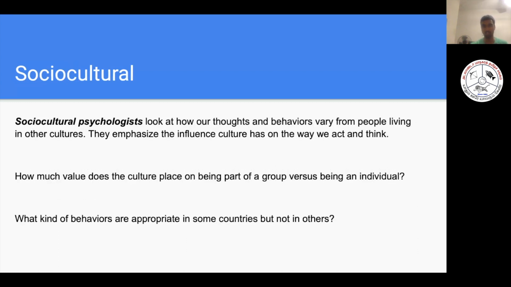Sociocultural psychology is how people live. So it's like, how do cultures affect the way we interact? How do different social phenomena work? If I'm surrounded by good friends, does that rub off on me and I become a better person? That's the type of thing that sociocultural psychologists look at.